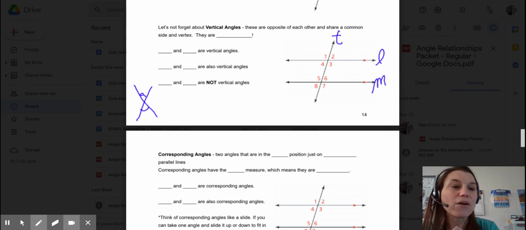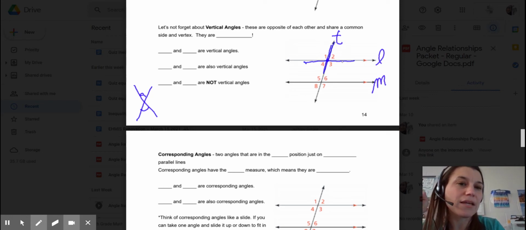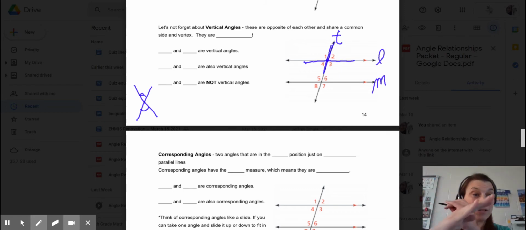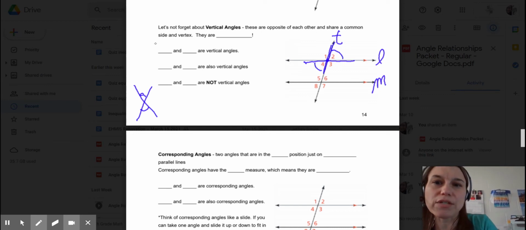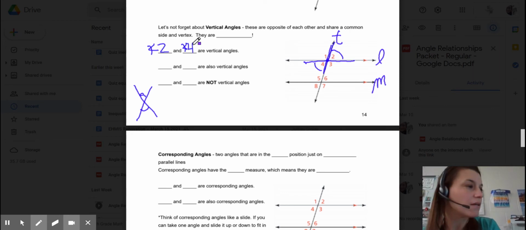Okay, well, we can see when these two lines cross, if I ignore the bottom part and I just focus right here on line L and the transversal, and these 4 angles right here, there I have 2 lines that intersect, and they create vertical angles. So angle 2 and angle 4 are vertical angles. So there's an example, 2 and 4. Also then angle 1 and 3 would also be vertical angles.